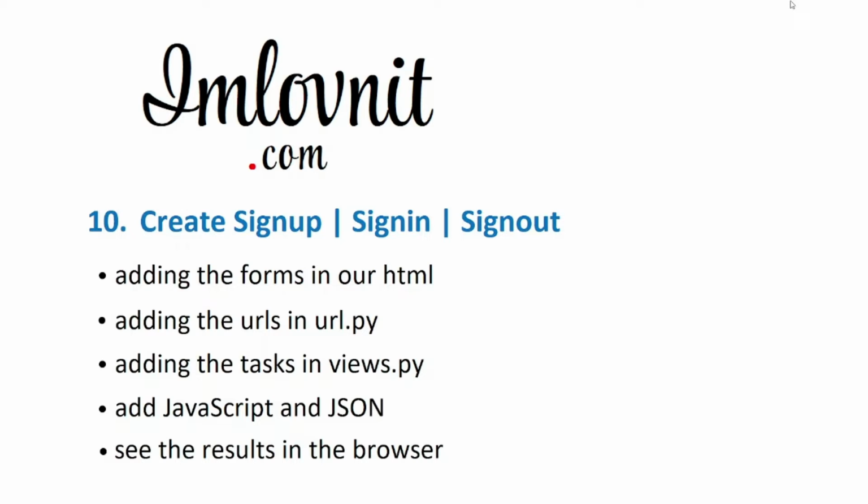In today's video, we are going to create our signup, sign-in, sign-out functionality. First, we will add the forms in our sign-in page. Then we will add the URLs. And then we will create our tasks in the views file. Lastly, we will add some JavaScript and JSON to give the user a better experience during the process. In each step, we will test our code and see the results in the browser.